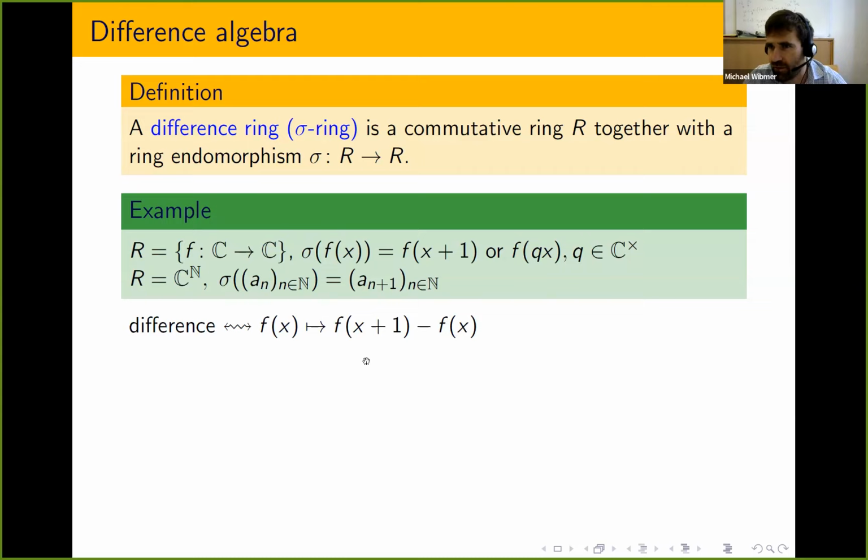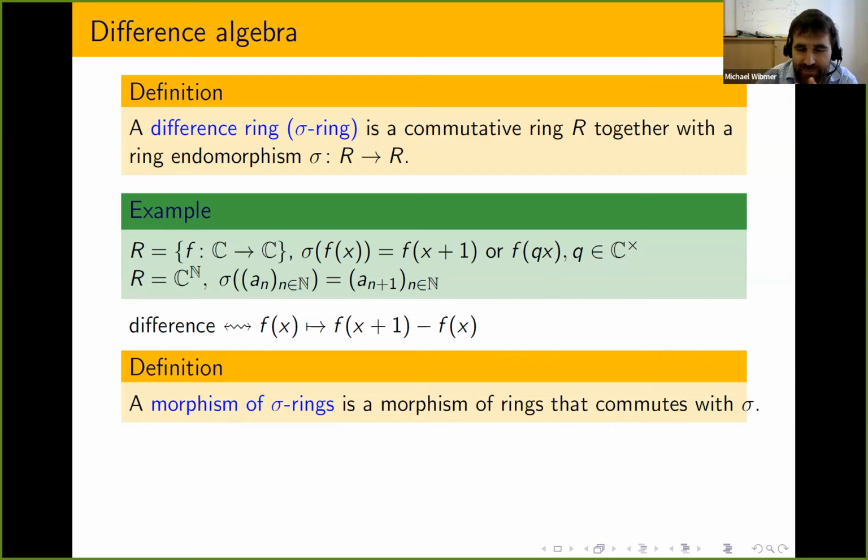So this is, I guess, the historical reason why we're using this word difference all over the place. Okay. And so a morphism of difference rings is what you think it is. It's just a morphism of rings that commutes with the action of sigma.